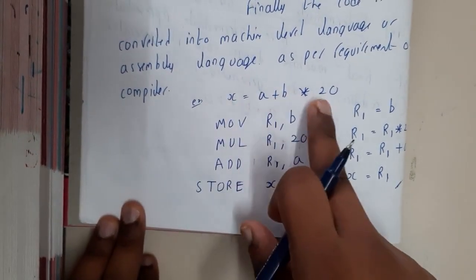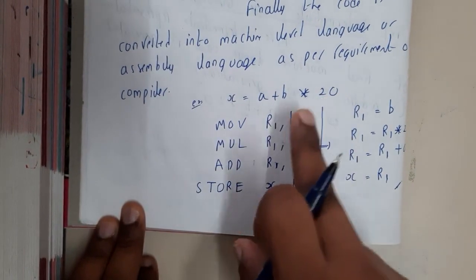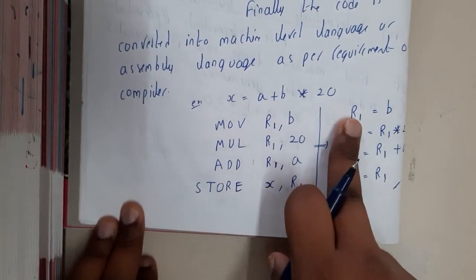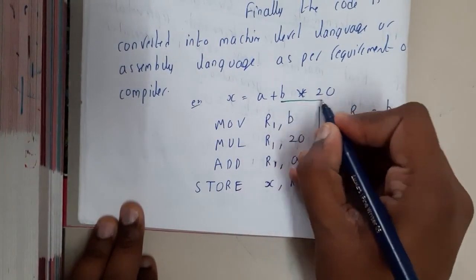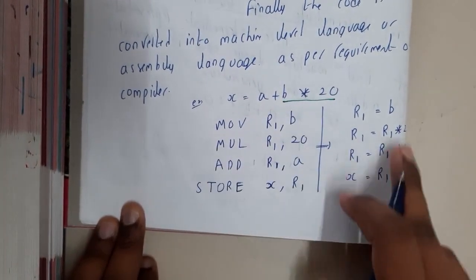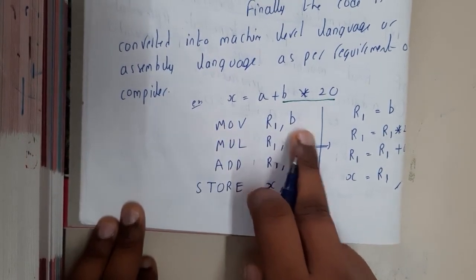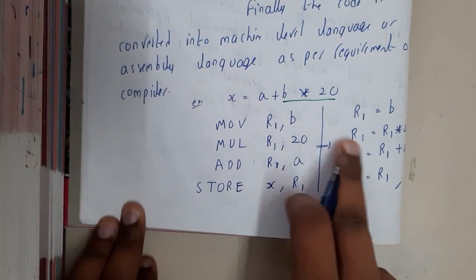x is equal to a plus b into 20. Initially we will be storing the value of b in register 1, because we need to do this operation, right? So we store b in register 1, that is move r1 comma b. Whatever is in b will be stored in r1.